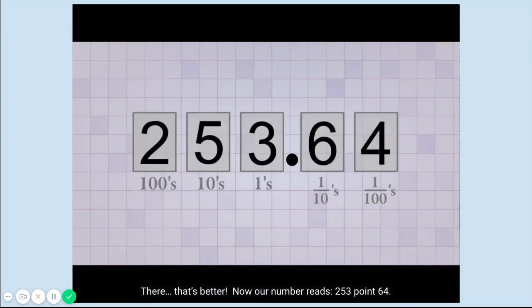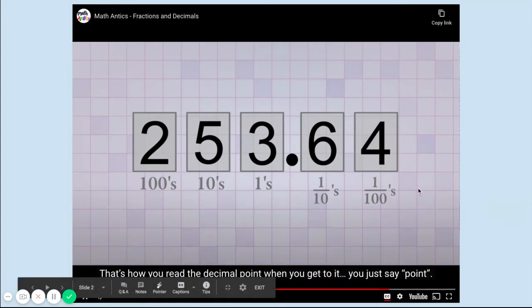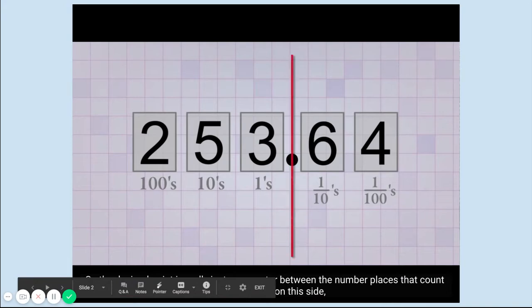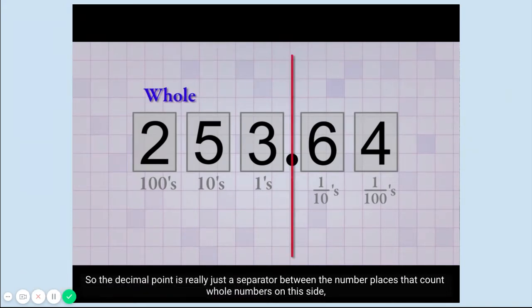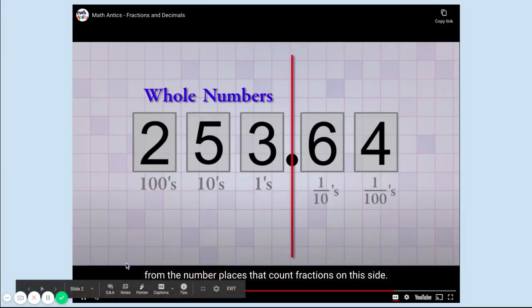Now our number reads 253.64. That's how you read the decimal point when you get to it. You just say point. So the decimal point is really just the separator between the number places that count whole numbers on this side from the number places that count fractions on this side.